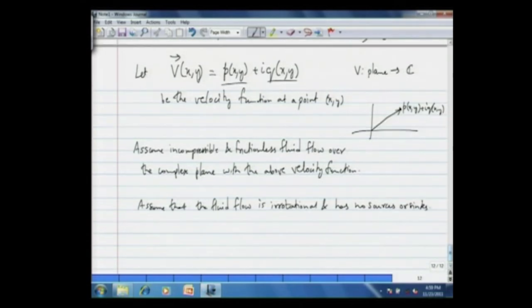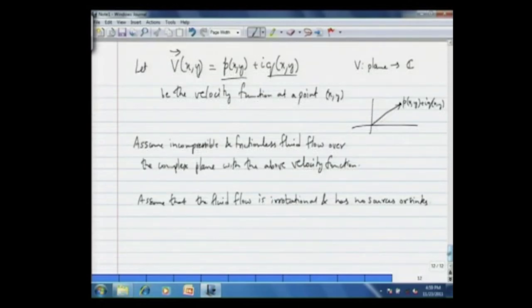This appears in fluid mechanics, so I can't explain these terms in great detail, but at least let me tell you that irrotational just means that the flow is not circulating around a point. And no sources or sinks means that the fluid is not generated at a point, nor does it get absorbed at any point x comma y.